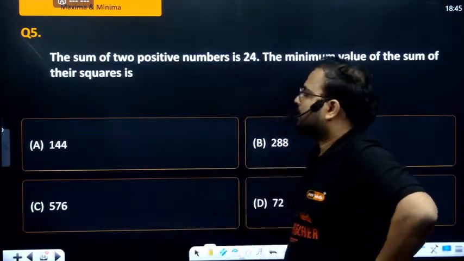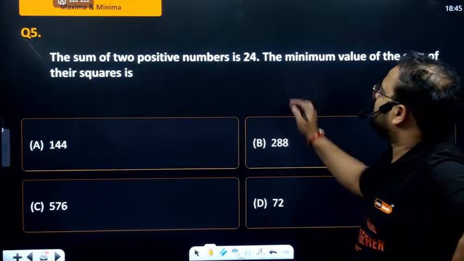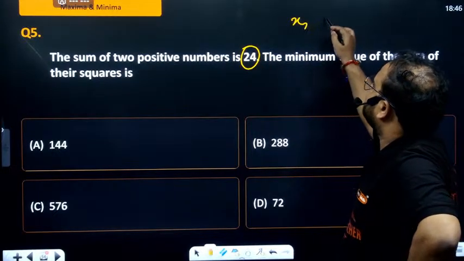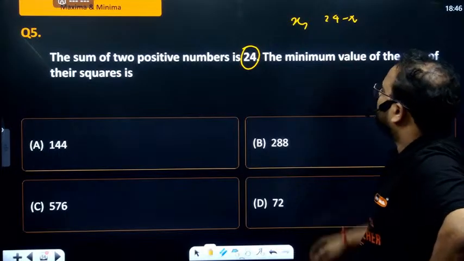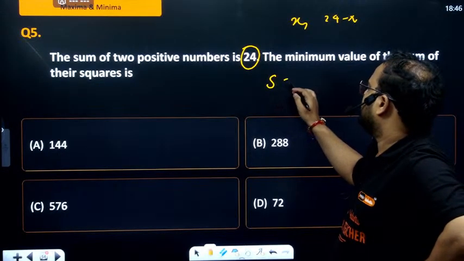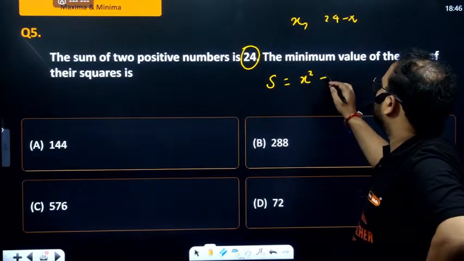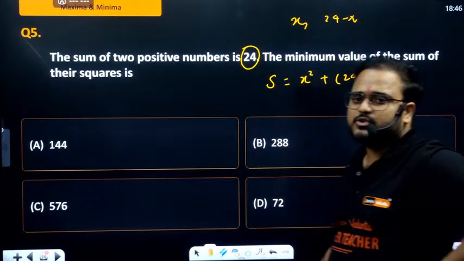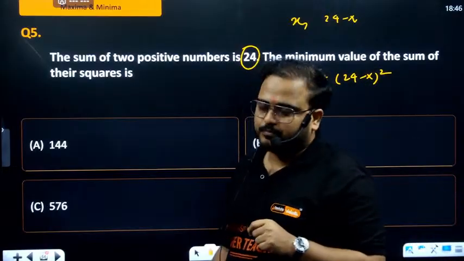Okay? Sum of two positive numbers is 24. Okay, sir. It means one number is x, the other number is 24 minus x. The minimum value of the sum of their squares. Let's say the sum of squares S will be x square plus (24 minus x) the whole square. They're asking us to minimize this value.